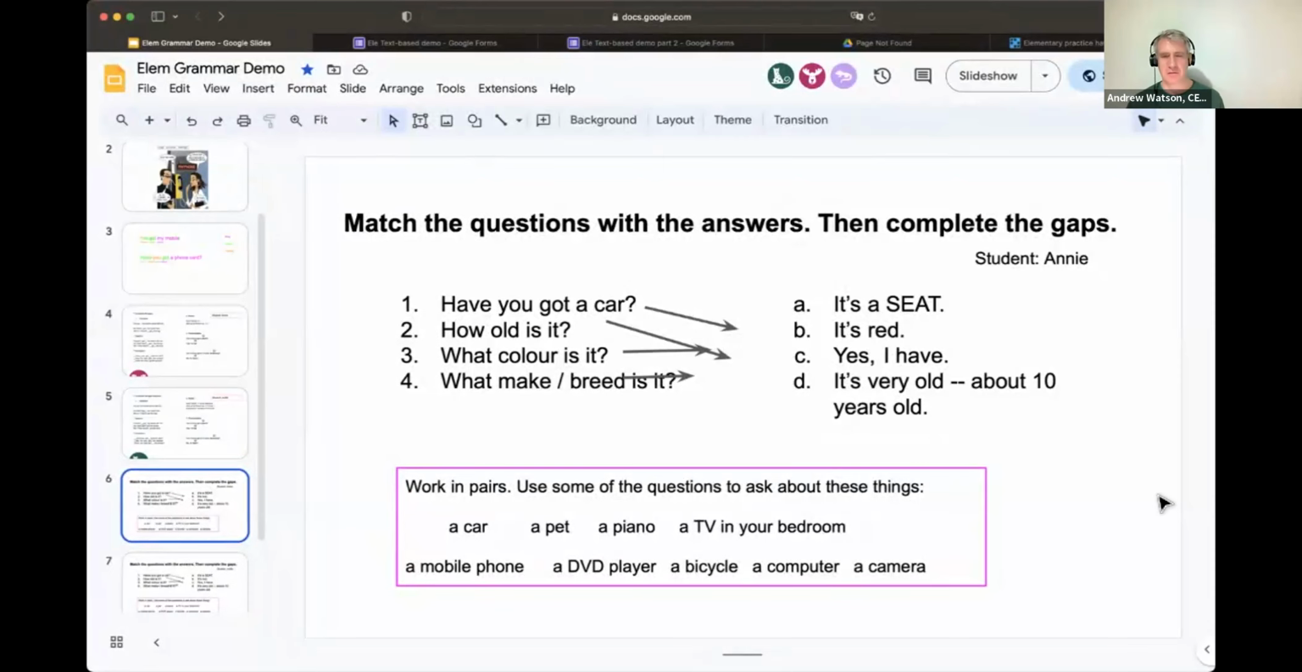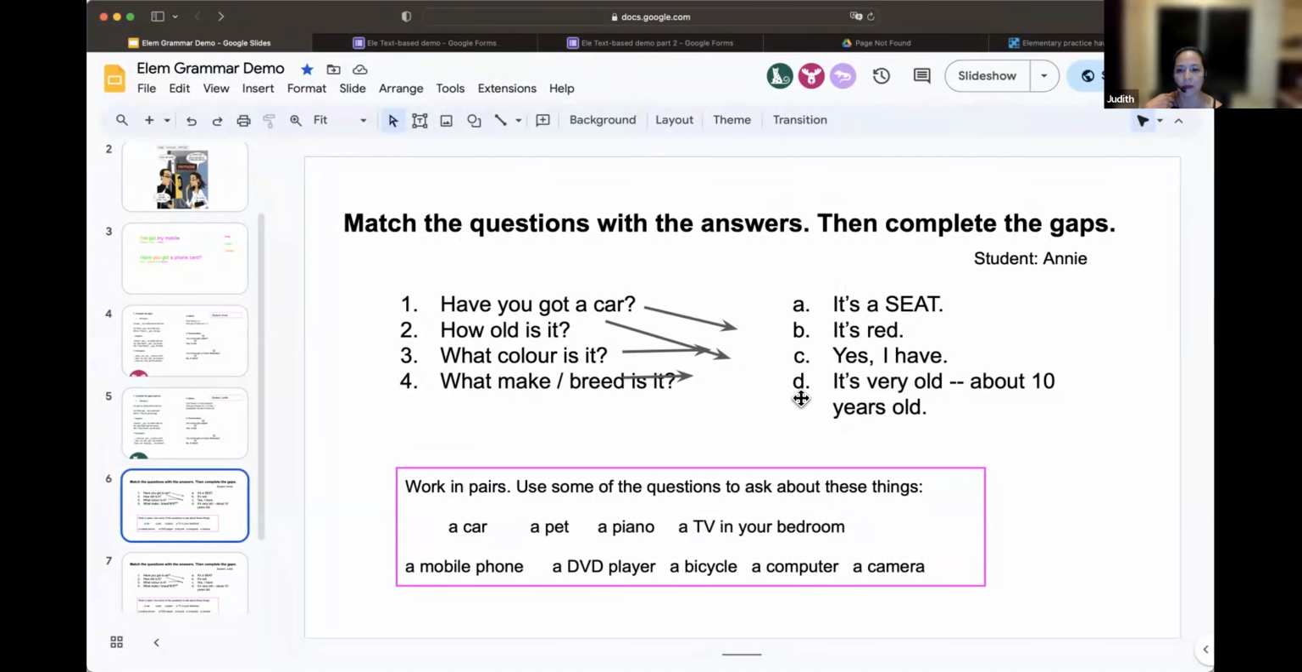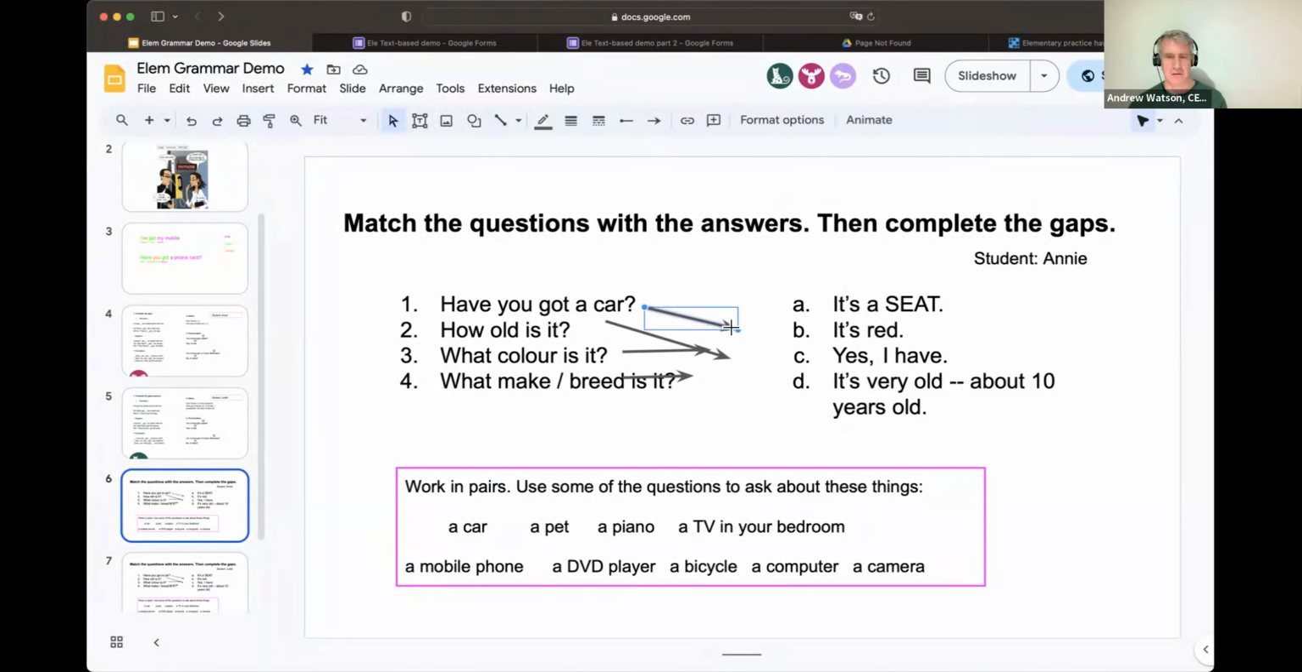Now, I'd like you to match these questions with the answers. Let's do the first one together. So we're going to be asking and answering about our favorite things, right? So, have you got a car? What's the letter that matches here? Is it A, B, C, or D? Yes, I have. Letter C. It's C, isn't it? Yes, I have.